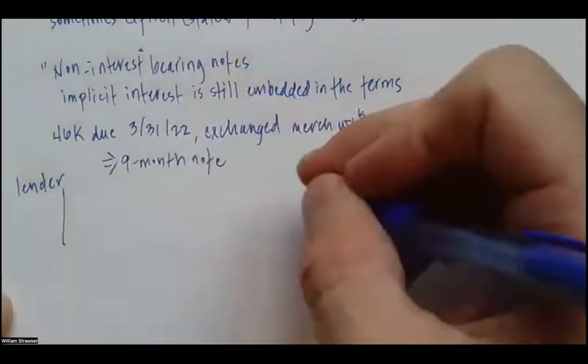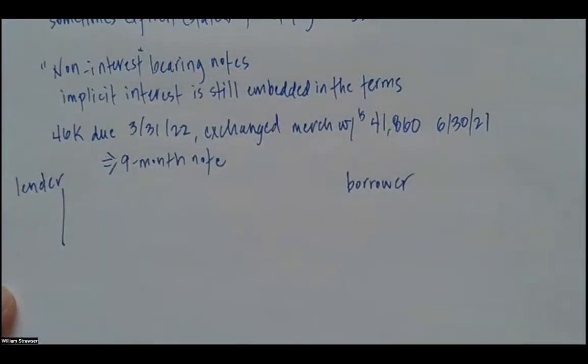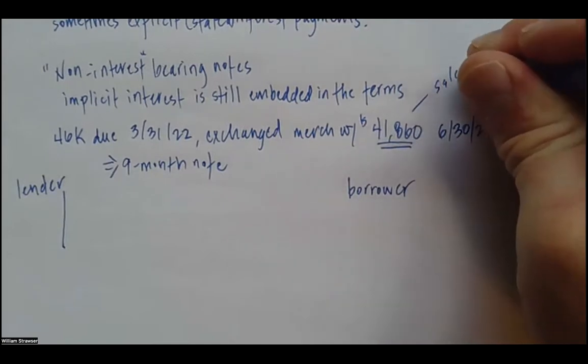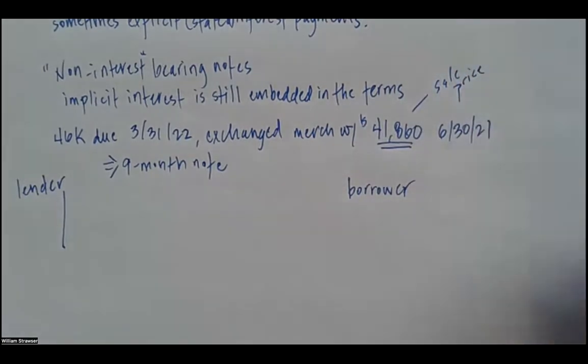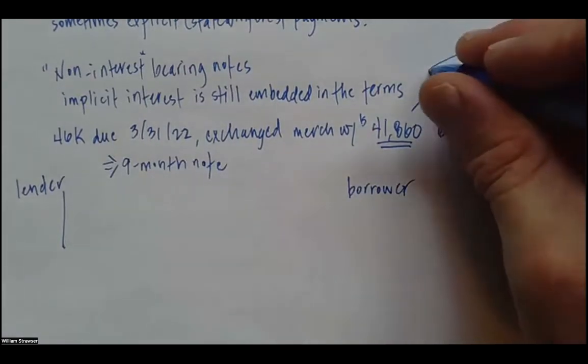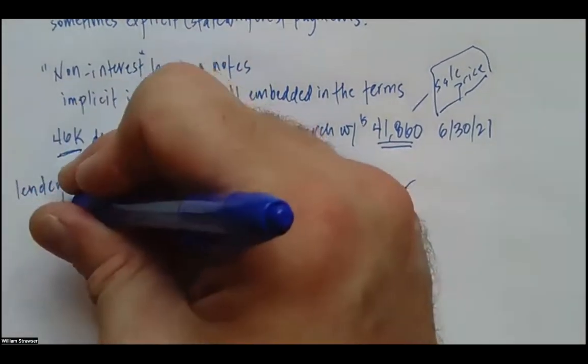So the lender is providing merchandise, and I won't do the cost of goods sold because we just know that this was the sale price of the merchandise. It said its fair value was that. So that's the sale price. And in exchange for this sale price, they're saying, hey, pay me $46,000 9 months from now.